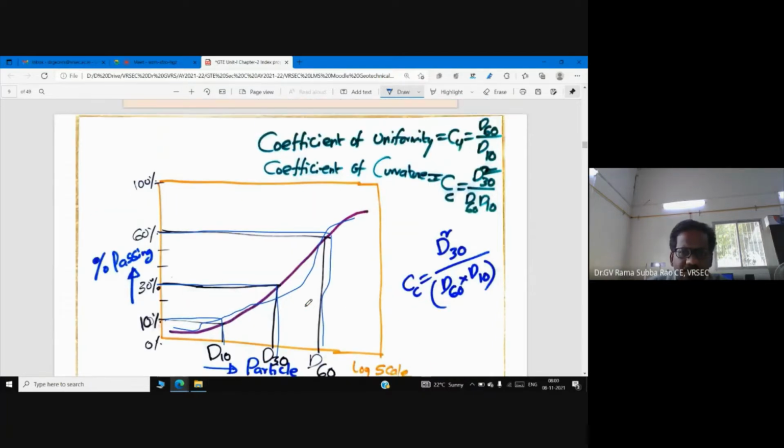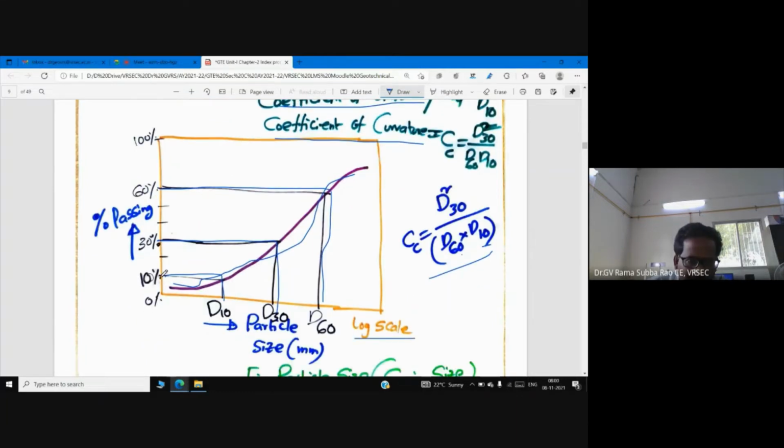Now what we are trying to calculate is the coefficient of uniformity. This is the ratio of D60 by D10. Now we are going to determine another parameter which is very important in order to classify the coarse grained soil. The coefficient of curvature, Cc, is equal to D30 squared divided by D60 times D10. Here D10, you know, is the particle size corresponding to 10% finer. D10 is also called the effective particle size.